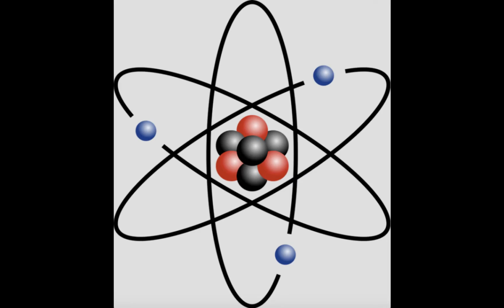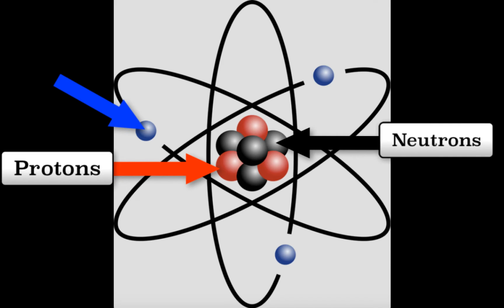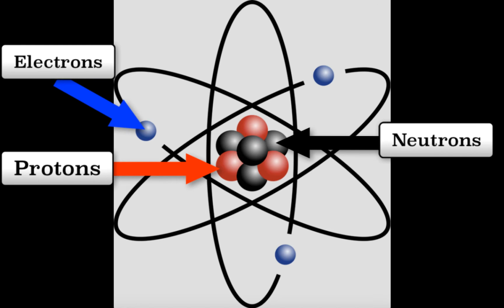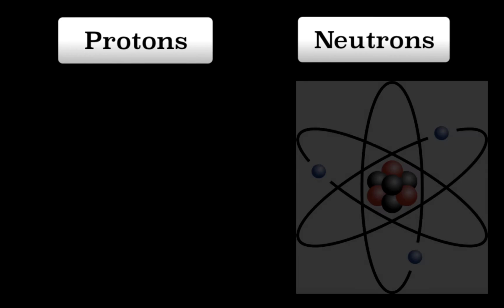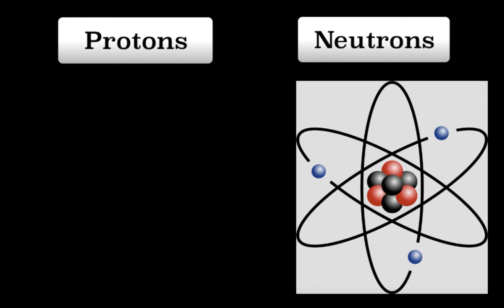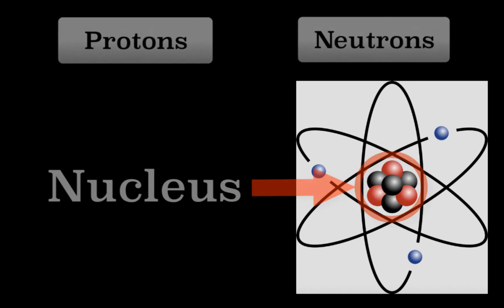Get ready. Let's take a look at this picture again. As you can see, there are 3 different colored circles that are found inside this atom. These actually make up the 3 subatomic particles of the atom. They're called protons, neutrons, and electrons, and they each have their own unique properties. Let's start with protons and neutrons. Protons and neutrons make up what we call the nucleus of the atom. Most of an atom's mass is contained inside this nucleus.